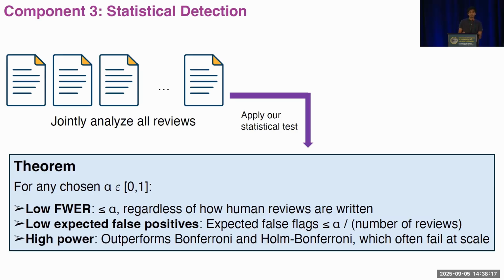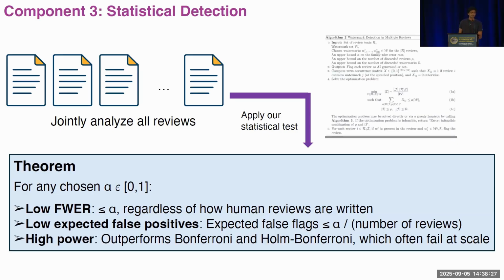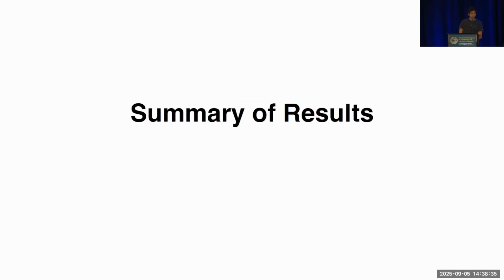Our method outperforms statistical tests such as Bonferroni and Holm-Bonferroni, which failed to flag even a single LLM-generated review when considering a large number of reviews. So this is the algorithm, and due to time constraints, I won't go through it, but happy to answer any questions or chat further after this. So let's look at some of our results.